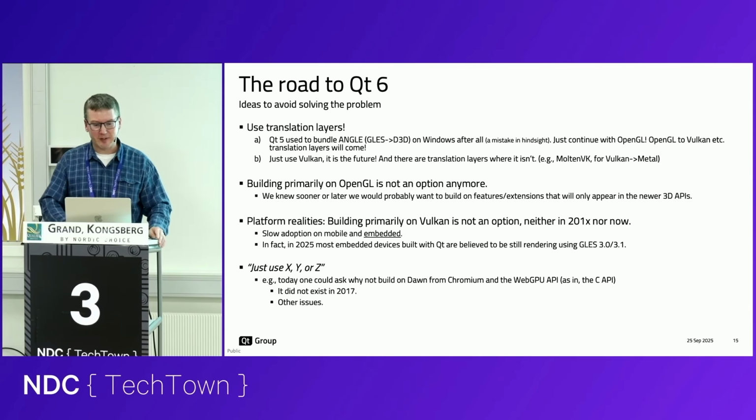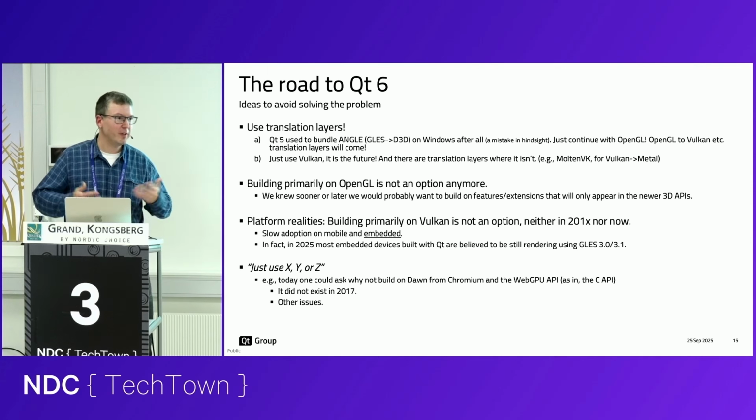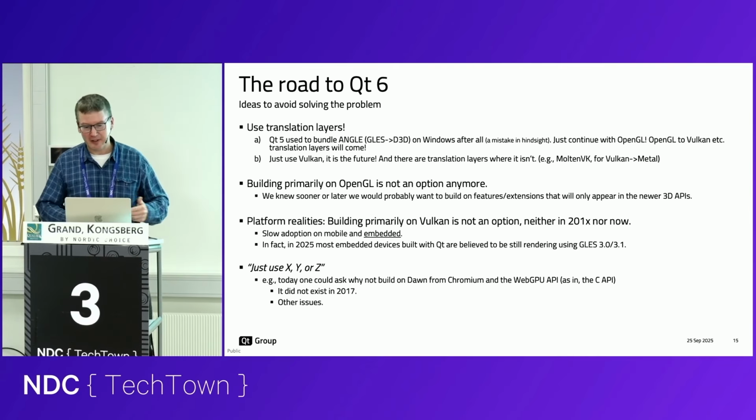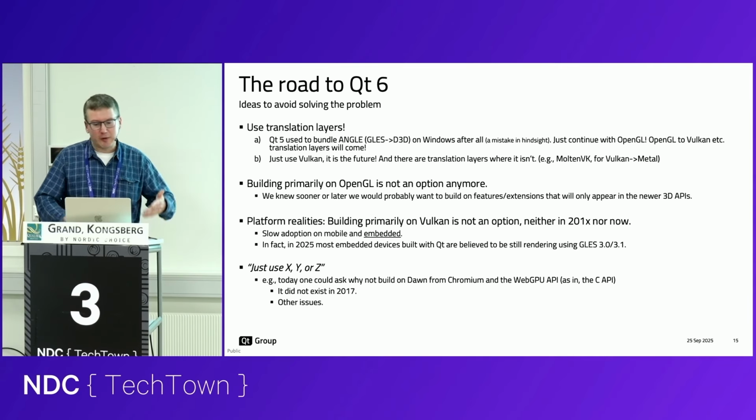Or the opposite, which was a bit more tempting but also a bit problematic, is that we go all in on Vulkan. It's a shiny new thing. It will be soon everywhere. OpenGL is dead. It's going to disappear. And in the few places where the platform doesn't or can't have it, there will be translation layers. Like MoltenVK is the famous example, the Vulkan implementation for macOS and iOS, which just translates to Metal under the hood.